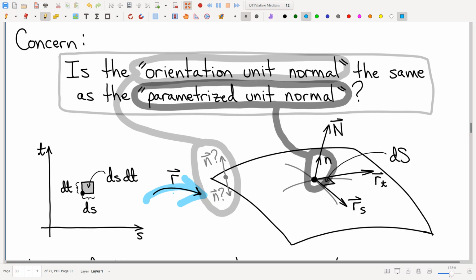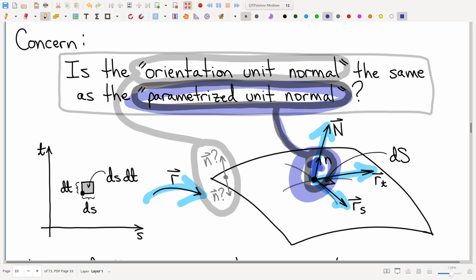But the orientation kind of follows in this sense. Once you have your R, well, that determines these partials. Their cross product determines the capital N, and that capital N determines what we're going to call the parametrized unit normal, right? So when you create a parameterization, even though you don't realize it, you are imposing an orientation on the surface.